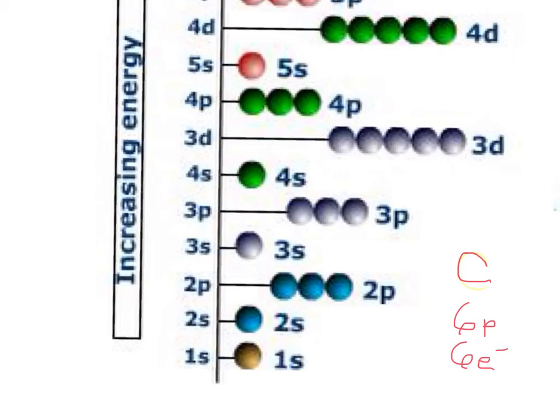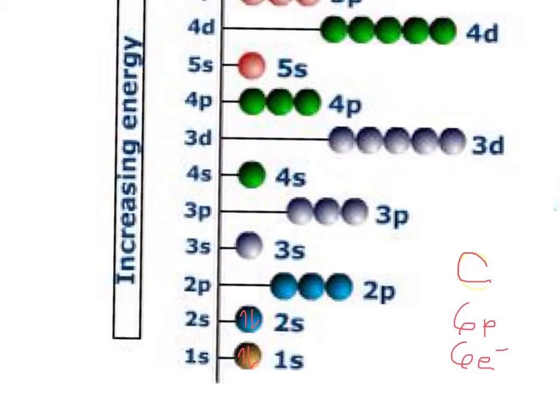So the first 2 are going to fill in the lowest available, which would be 1s. Yep, so there's 1. There's 2. And I use the Pauli exclusion principle because I put them with opposite spins. 2s comes next. There's 3. So they're still following Aufbau. That means they're building up. Still Aufbau. Okay, that's 4.